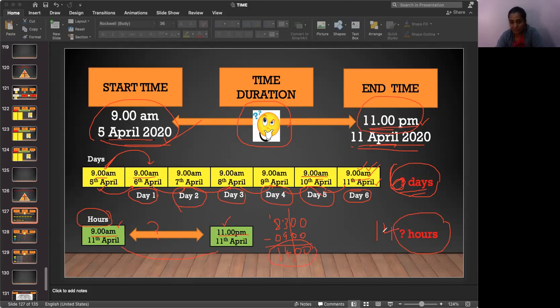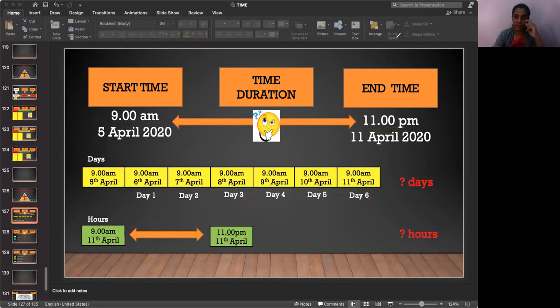So what is my time duration? From 9 a.m. on 5th April until 11 p.m. on 11th April would be 6 days and 14 hours. This is a more complex example, in which the method you use can sometimes just be a simple drawing like this, without much complicated calculation. You really don't have to go all the way to that. As long as you can show your answer in a logical manner, your answer would be accepted.